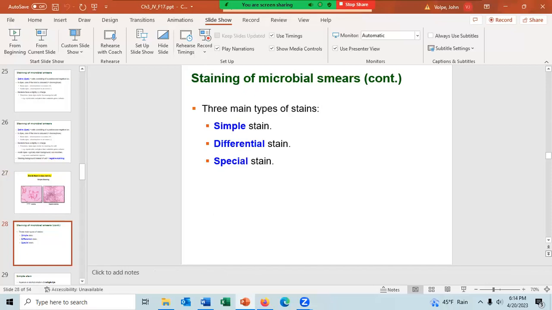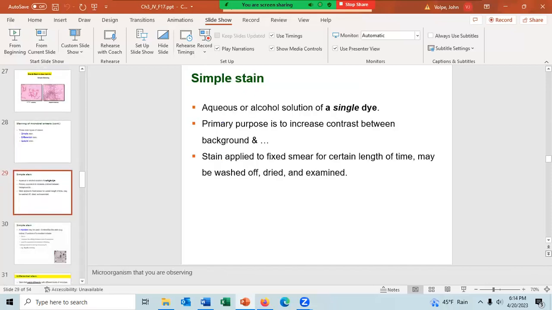There are three main types of stains: a simple stain, a differential stain, and special stains. A simple stain is an aqueous or alcohol solution of one single dye. The primary purpose of a simple stain is simply to increase the contrast between the specimen and the background of the slide. You put the stain on for a certain length of time, usually a minute or two. It then is dumped off, usually washed off with gentle cold water. You then dry it, and then you can examine it.